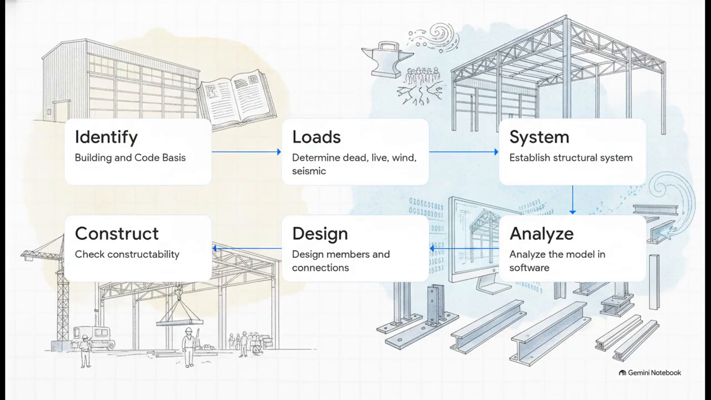Let's apply this to a simple steel warehouse. First, identify the building and code basis. Second, determine your dead, live, wind, and seismic loads. Third, establish your actual structural system. Where are the rafters, the columns, the bracing? Notice something here? It is only at step 4 that you are finally allowed to open your software to analyze the model. Then you design members, and finally, check constructability. The software model is totally useless until steps 1 through 3 are completely locked in.